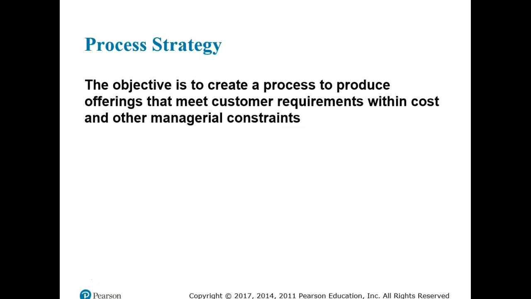So a major decision for an operations manager is finding the best way to produce so as not to waste our planet's resources. So let's look at ways to help managers design a process for achieving this goal. A process strategy is an organization's approach to transforming resources into goods and services. So the objective is to create a process to produce offerings that meet customer requirements within cost and other managerial constraints. So moving on.